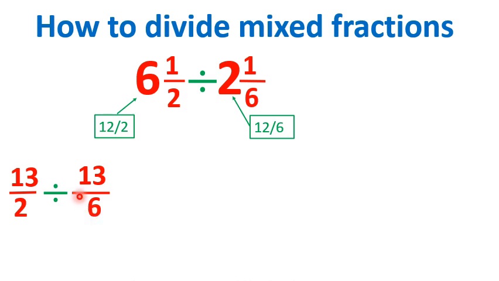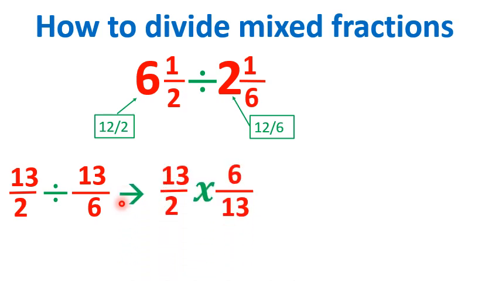Now when you're dividing fractions, you invert and multiply. Remember that expression, invert and multiply. So that means that we invert the second number and then we multiply straight across. So I'm going to rewrite this with the first number being the same, but I invert the second number. See, I turned 13/6 upside down, so now it's 6/13, and I've converted the division sign into a multiplication sign.